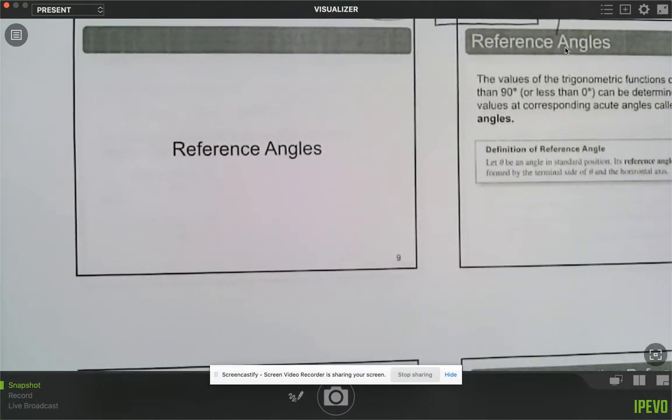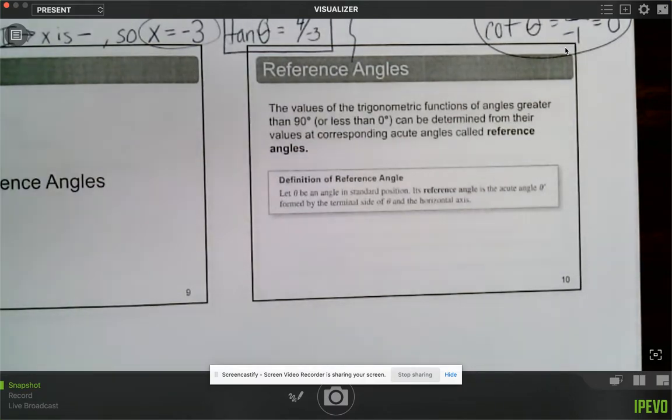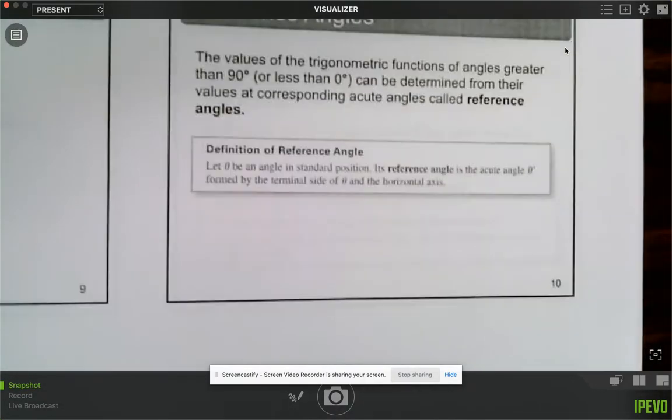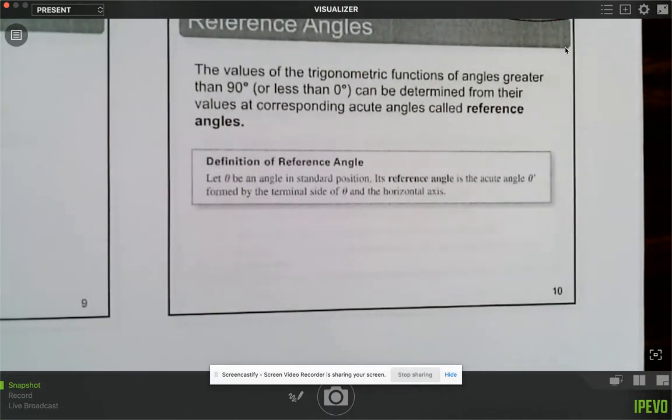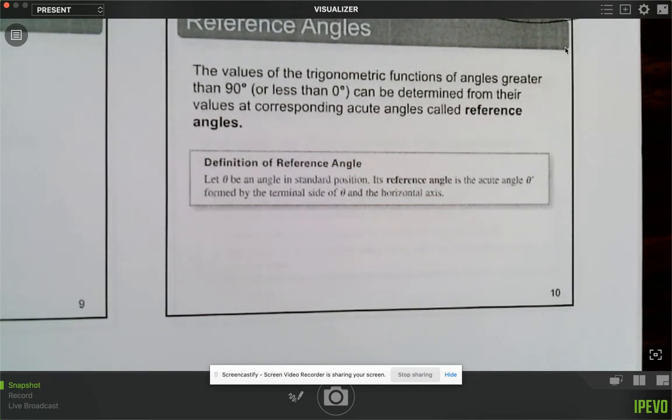Okay, now we're going to move into something called reference angles. And I'm not going to switch back over to the Google Slides because this is actually pretty clear. It says the values of trig functions of angles greater than 90 or less than 0 can be determined from their value at corresponding acute angles called reference angles. So what they're saying is as long as you have quadrant 1 memorized, you don't really need to memorize the rest of the unit circle as long as you know how to find a reference angle.